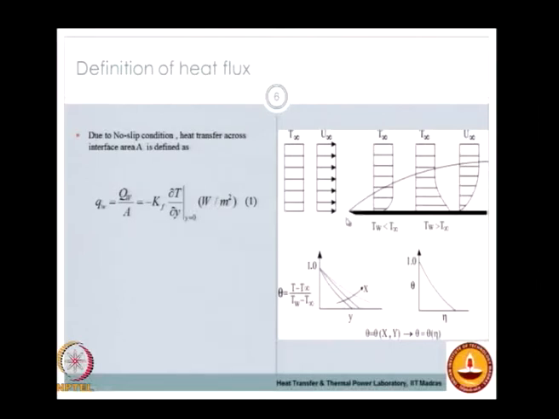If you consider flow past a flat plate here, assume that you have a free stream velocity u infinity and a free stream temperature T infinity approaching the plate. Once the flow encounters this plate, you will find a growth of what is called a boundary layer, which gradually grows in thickness as it goes downstream, and accordingly you will have a gradual development of the velocity and temperature profiles.